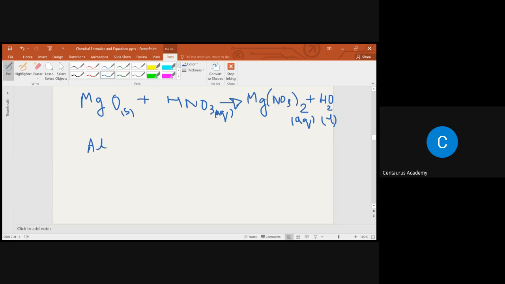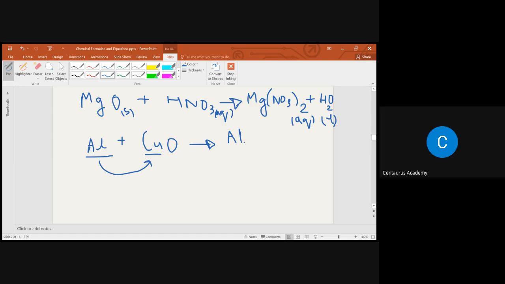So let's take another example. Aluminum reacts with copper oxide, supposedly. What is it going to form? This is a metal displacement reaction. The most reactive metal is going to displace the less reactive one. Now, the most reactive one is aluminum here. It lies at the top of the reactivity series. It is going to displace the less reactive copper. Hence, it is going to form its own oxide. So, what is it going to become?